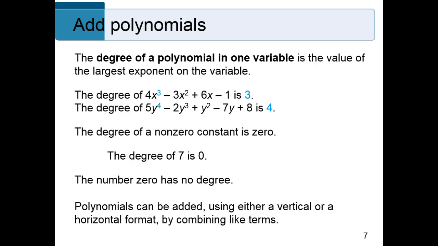Okay? So, I was psychic. I looked ahead and saw this was the next term. The degree of a polynomial in one variable is the value of the largest exponent on that variable. Okay? So how about this one? The degree of 4x cubed minus 3x squared plus 6x minus 1. What's the degree? 3. Very good. They have it in blue. Okay. Is that in standard form? Descending order of the power. Yes, it is. Perfectly fine. How about this one? What's the degree of that? 4. Very good. And it's in descending power.